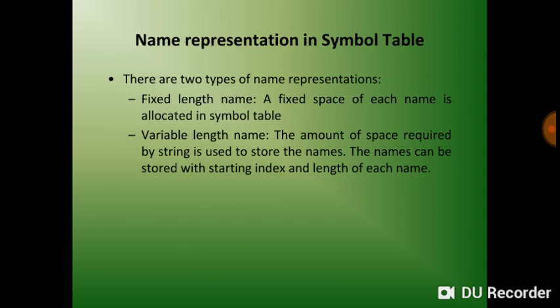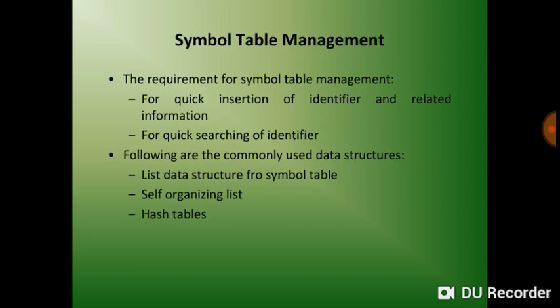Name representation in the symbol table. There are two types of name representation: fixed length names and variable length names. Symbol table management. The requirements of symbol table management are quick insertion of identifiers and related information, and quick search of identifiers. The following are commonly used data structures: list data structure, self-organized list, and hash table.